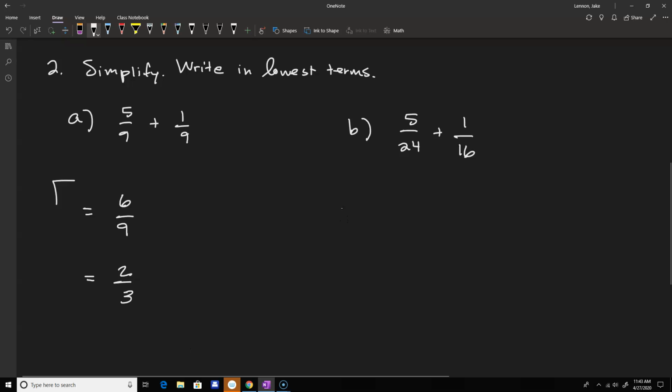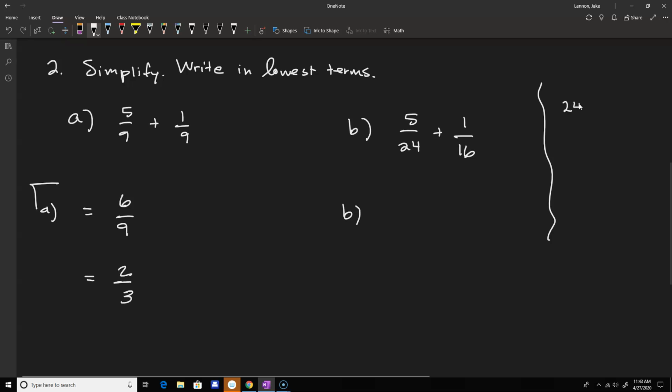B is a little bit trickier. Sorry, let me organize this a bit better. So I'll write an A here, part A. Part B. B is a little bit trickier because they don't have a common denominator. So you need to find a common multiple of 24 and 16. There's a few ways to do that. I think most students find it easiest to just list multiples of each.